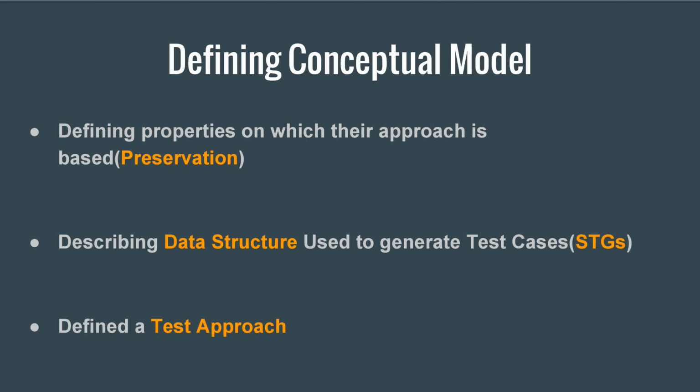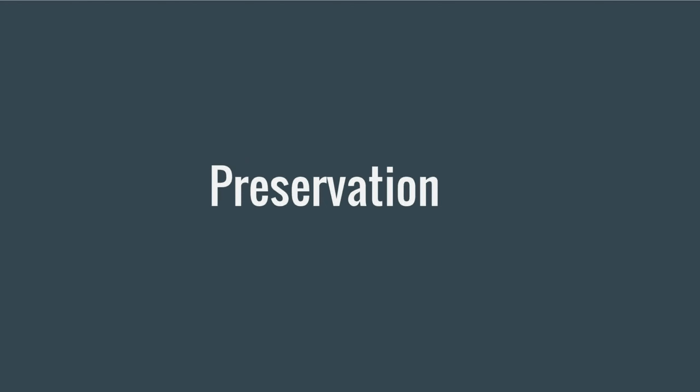The authors defined a conceptual model which was based on defining a property called preservation, which formed the core of their test approach. They described a data structure called minimal state transition graph, which was utilized to generate test cases. Finally, a test approach was defined. Before moving further, let's see how preservation is defined.